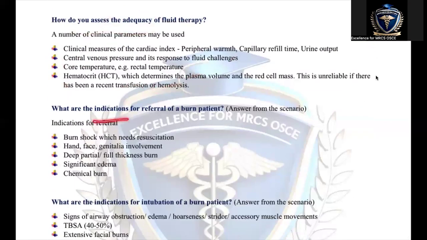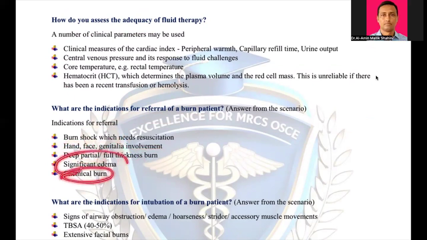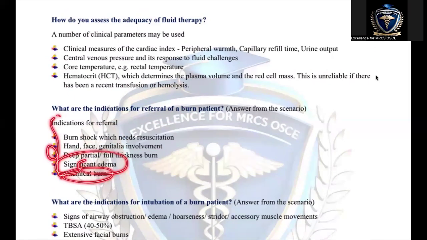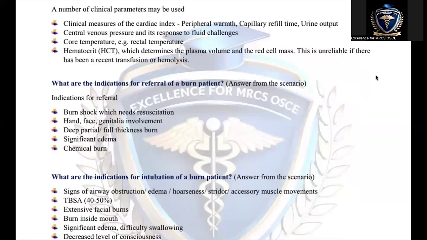We have mentioned everything. What are the indications for referral of a burn patient? This is important. When we refer a burn patient: burn shock, resuscitation, danger areas like hand, face, genitalia involvement, and all types of electric burn also. Exactly, chemical burn, significant edema. We will refer this patient to the burn department.